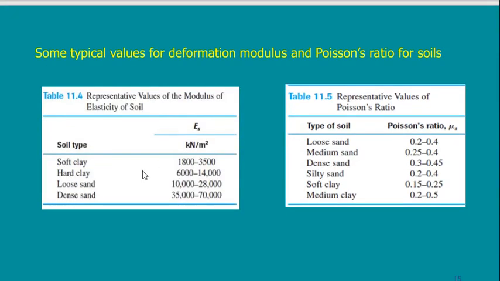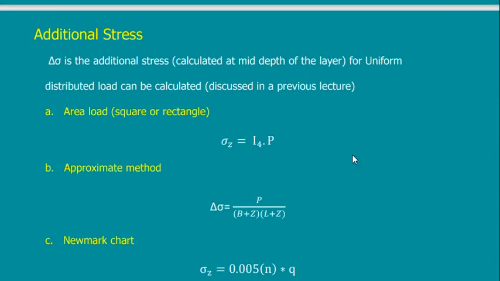Yes, this is how to calculate the settlement. I need to calculate it based on something called the modulus of elasticity. This is a table giving a range of modulus of elasticity. Of course, you may have different tables in any other books. And this is something called the Poisson's ratio. It is needed in some equations and so on.